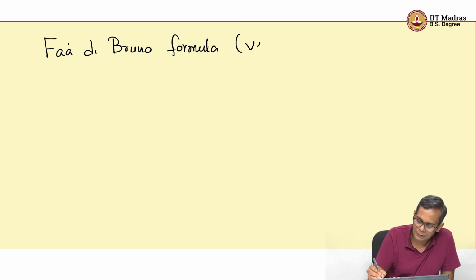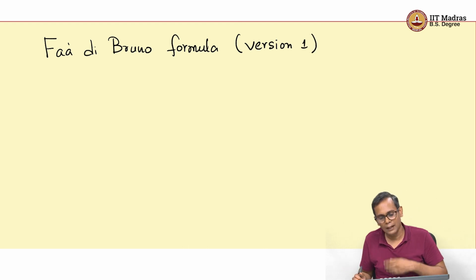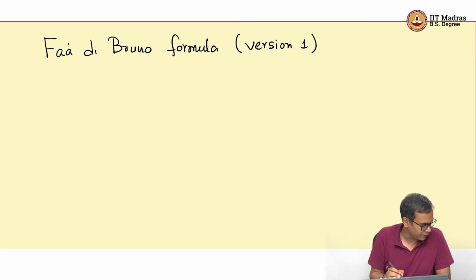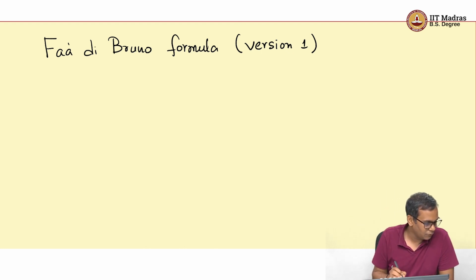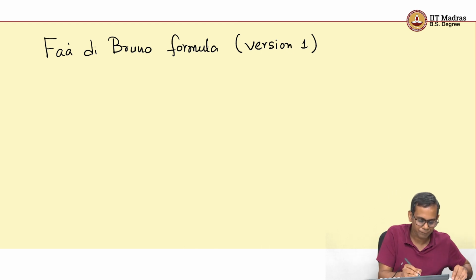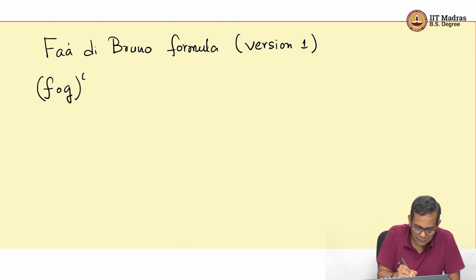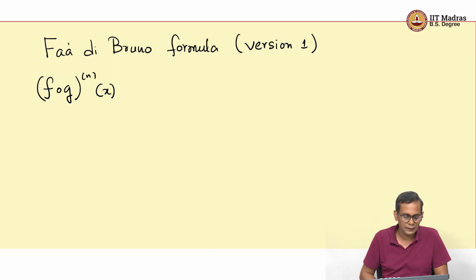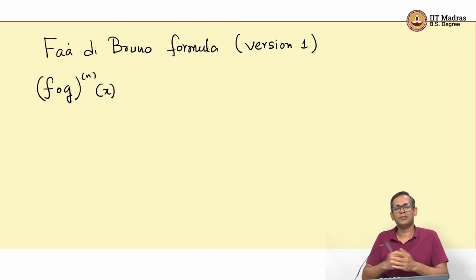And this is not the usual version, so I'll call this version 1, and later I'll modify it a bit to give you the usual version that you'll find in most books. And the formula states the following. So if you were to try to compute f circle g, the nth derivative of x. So firstly, you would need to know that g is n times differentiable at x and f is n times differentiable at g of x.